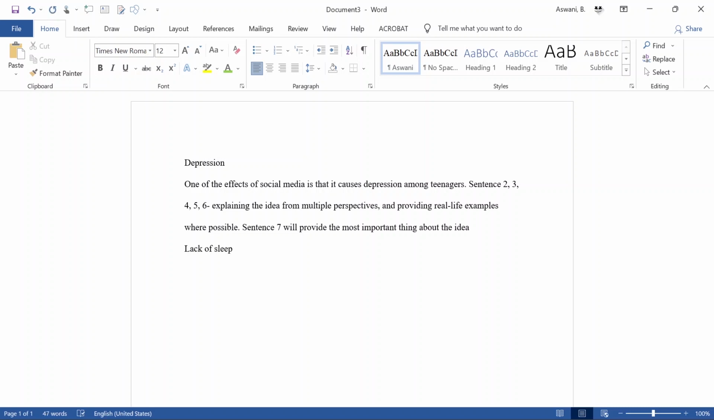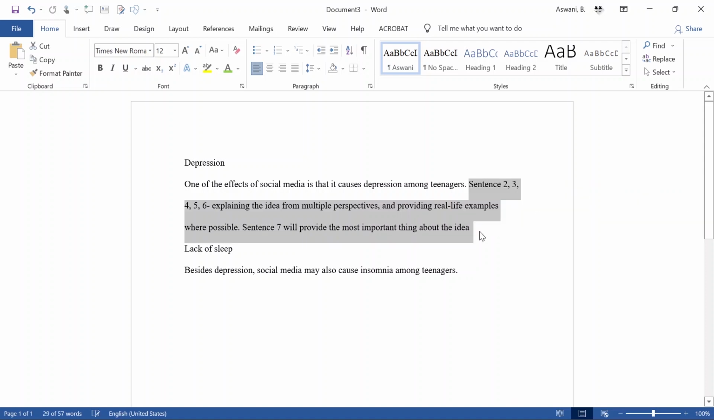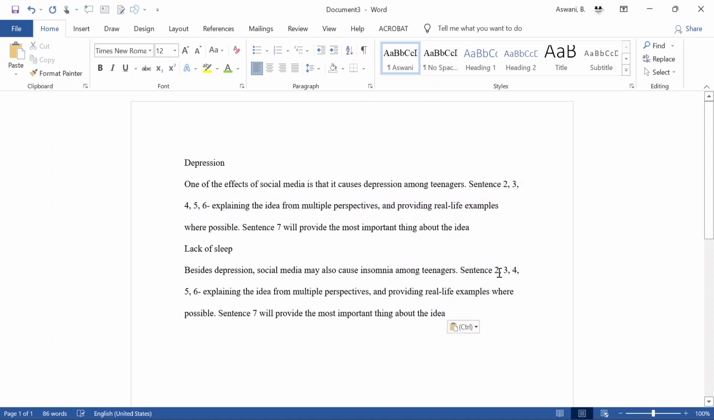I'm just coming up with this, I don't know if it causes a lack of sleep or anything. So besides depression, social media may also cause insomnia. Insomnia among teenagers. Full stop. Insomnia is a medical word, I believe, for lack of sleep. So again, the other sentences will be doing the same thing.